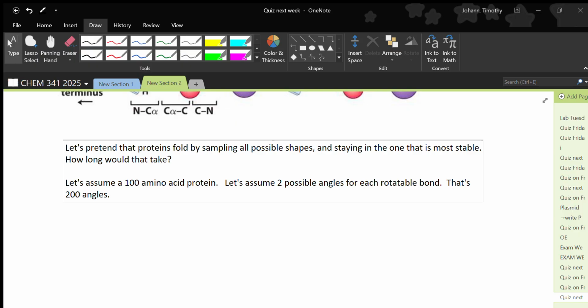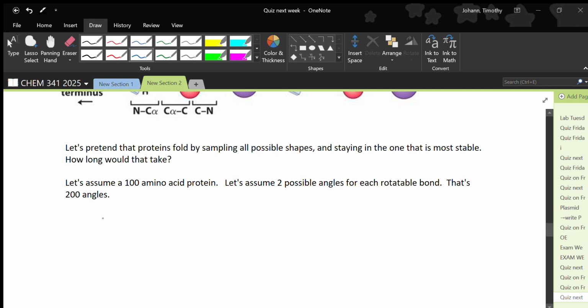So if we were thinking about it, we have 2 possibilities for the first angle, times 2 possibilities for the second angle, times 2 possibilities for the third angle, 200 times. So that's 2 to the 200. So that's 2 to the 200 possibilities in this super simple system: 100 amino acids, a small protein, and we only gave each angle 2 possibilities of what it could do.